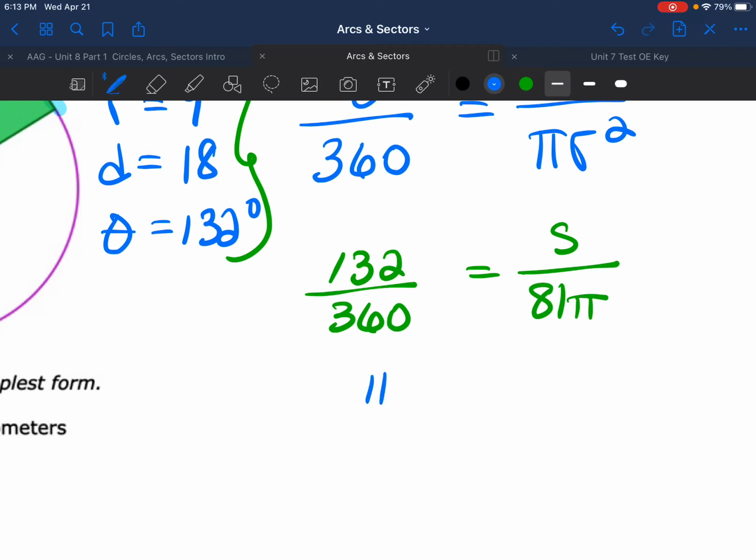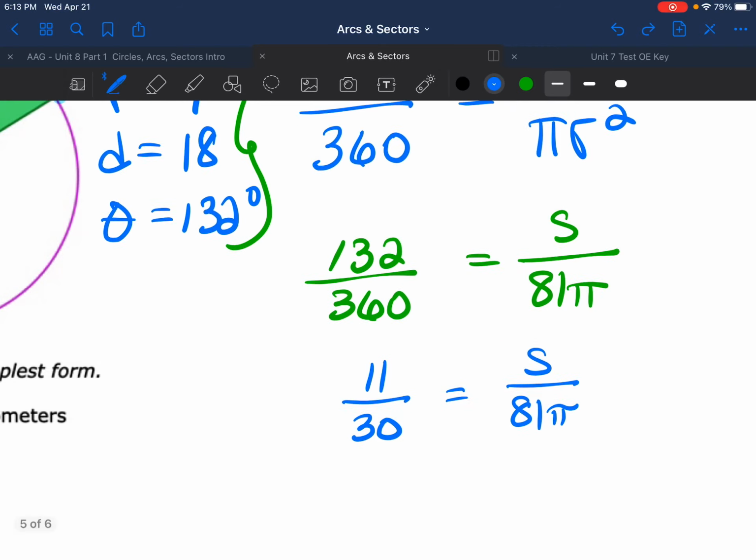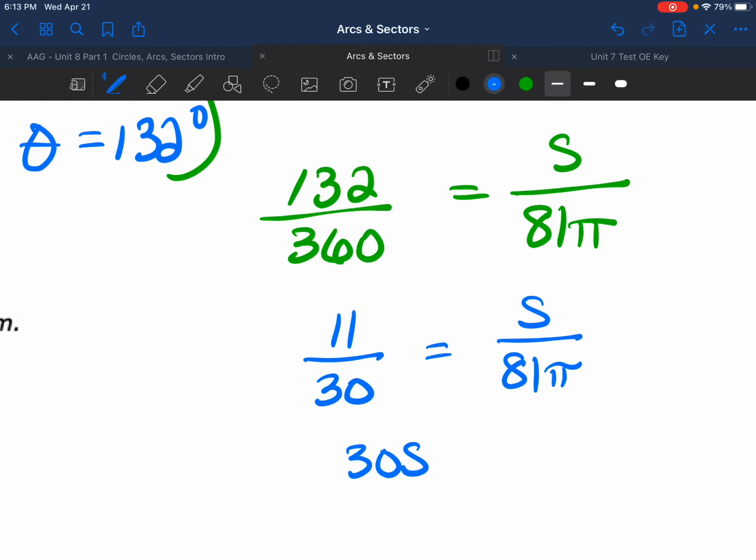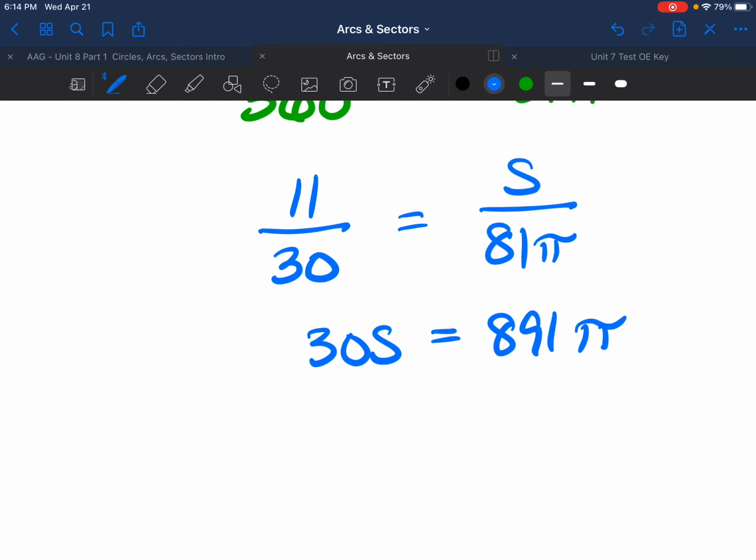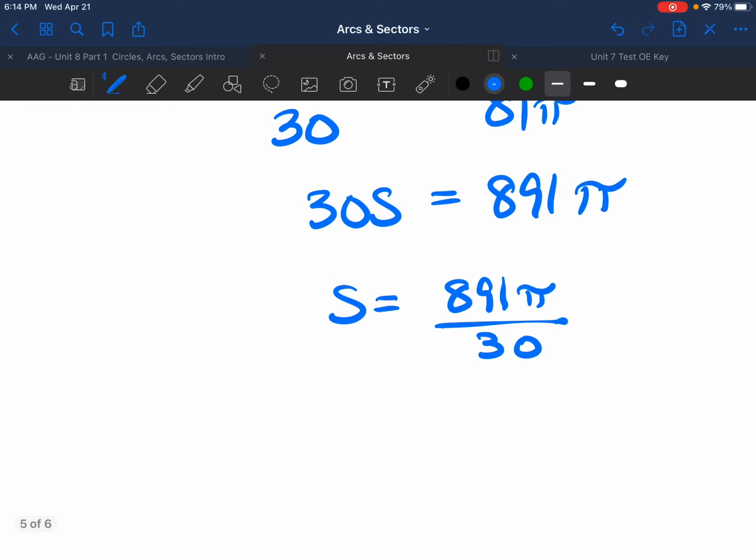All right, not the nicest fraction, but we're still going to just use the formula and see what happens. So now, here we go. I'm going to end up getting 30 times S, which is 30S, and then I'm going to have 81 times 11, which is going to give me 891 pi. After I divide both sides by 30, here's where we are: 891 pi divided by 30. We do have to simplify it, or else IXL is going to mark us wrong. Plus, we need to write our answers as simplified fractions.